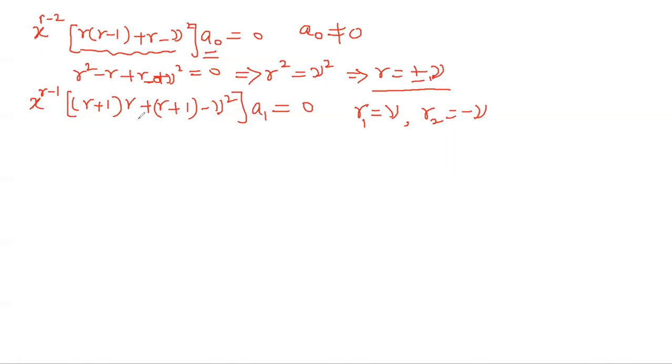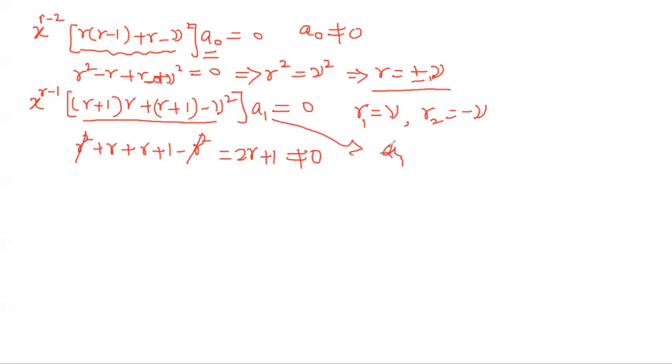So in this case, the expression in the bracket cannot be 0. If I simplify this expression, it will be r square plus r plus r plus 1, and nu square is equal to r square, so r square minus r square, and then it is equal to 2r plus 1. Since we know that r is equal to nu, which is not equal to 0, the term in the bracket is not equal to 0. But for this whole expression to become 0, we have no other choice than to assume that a1 will be equal to 0.